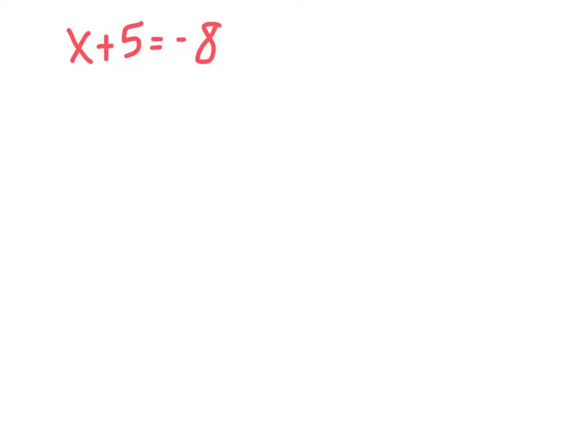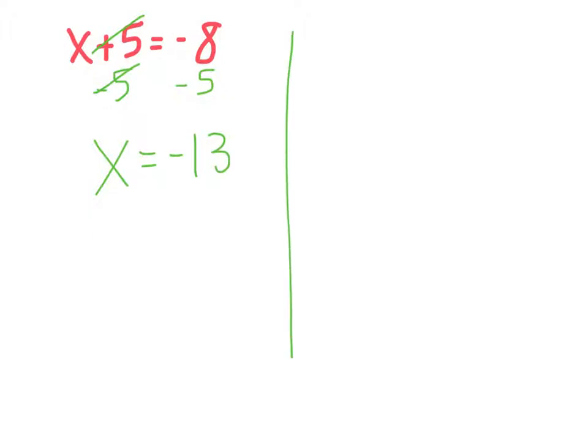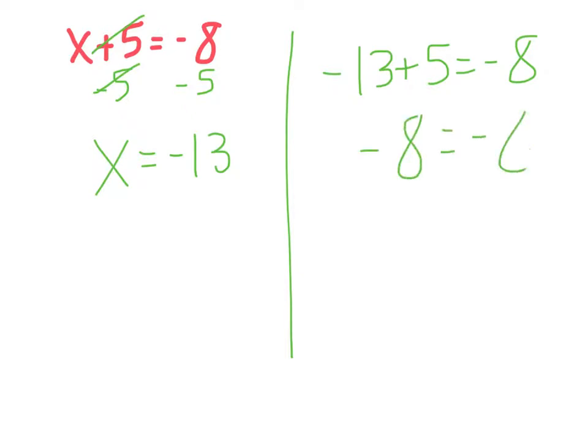Next equation, x plus 5 equals negative 8. I'm going to subtract 5 on both sides. x equals negative 13. Negative 13 plus 5 equals negative 8. Negative 8 equals negative 8.